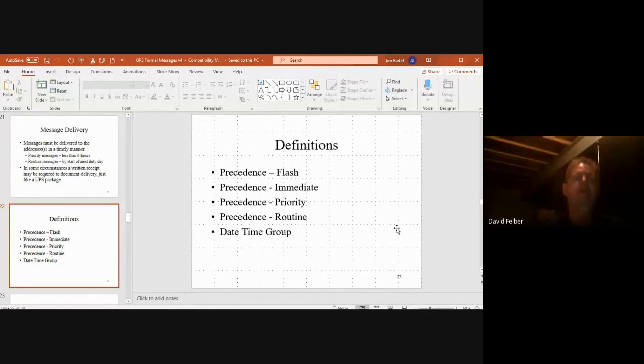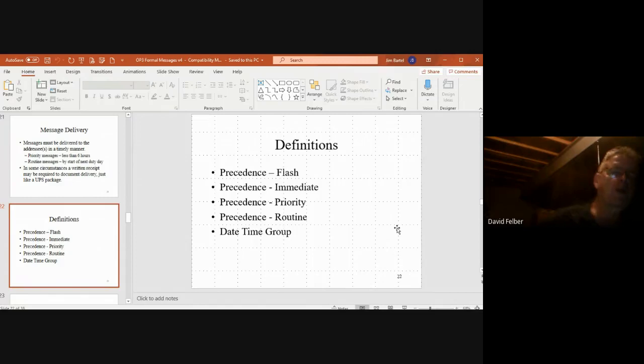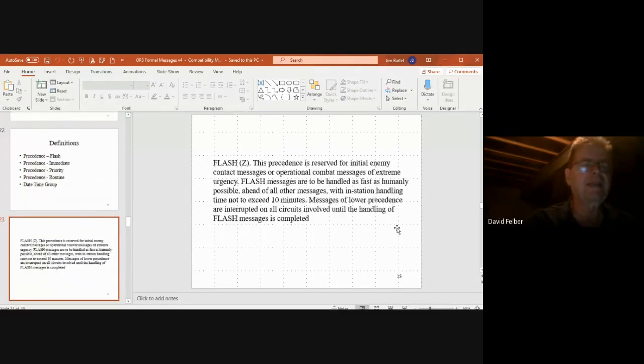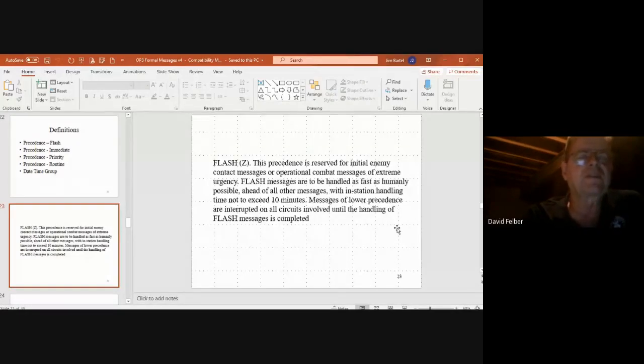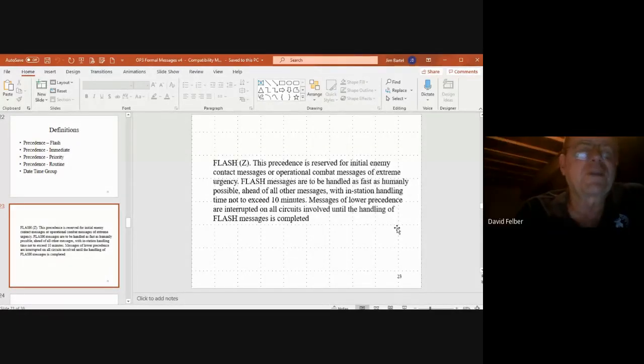Here we go. There's the definitions of precedence: flash, immediate, priority, routine, and date-time group. I take it on the next slides, they're going to have the definitions. Okay. Flash, Z. Hopefully you'll never use this. Reserved for initial enemy contact messages. Handled as fast as humanly possible. Time limit not to exceed 10 minutes. It has precedence over all other traffic on the circuit.